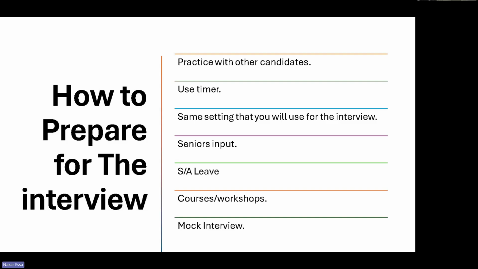So practice with your colleague. Use a timer, please, guys. It's not only about the delivery of the answer, it is about the timing of your answer, because sometimes very good candidates lose this opportunity because they just run out of time. So make sure that when you start practicing, there is a stopwatch there, 10 minutes, and then start your answer.